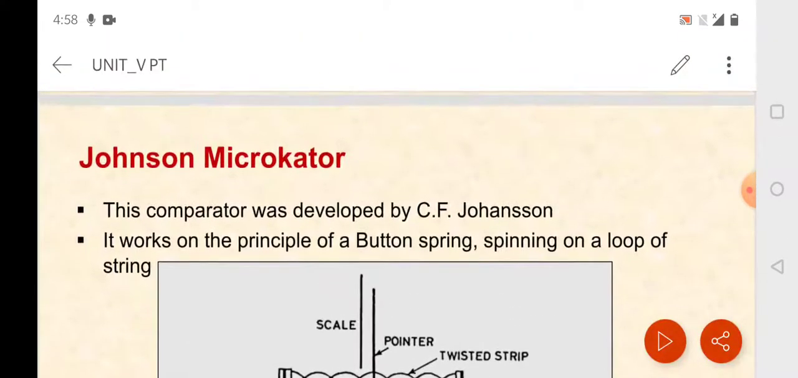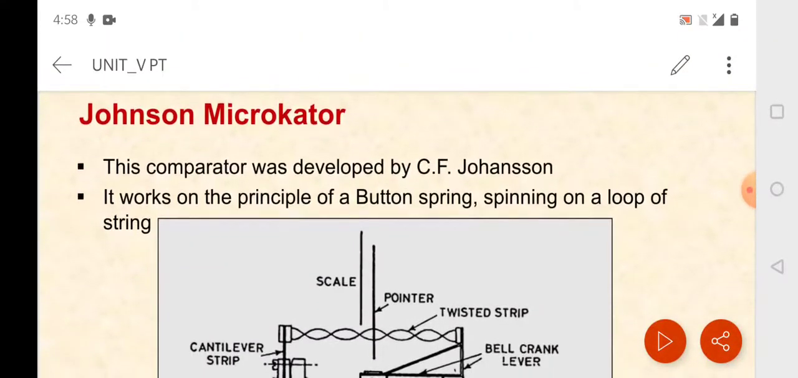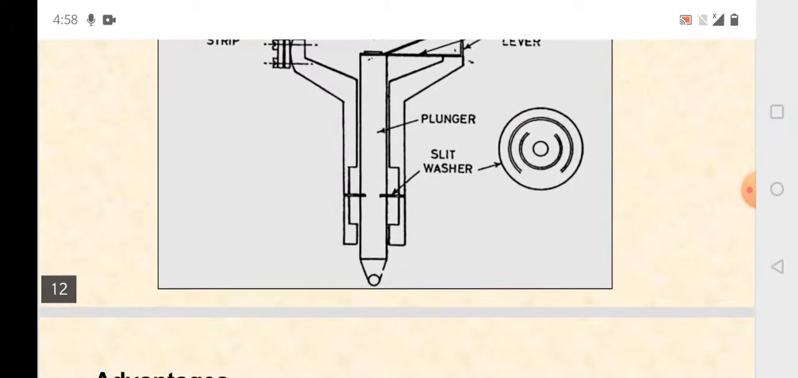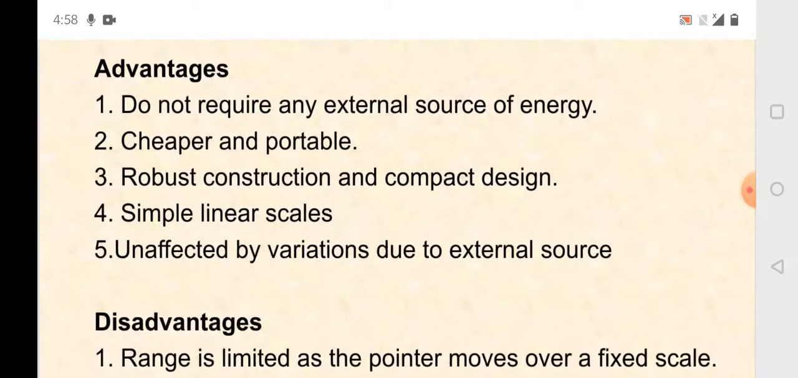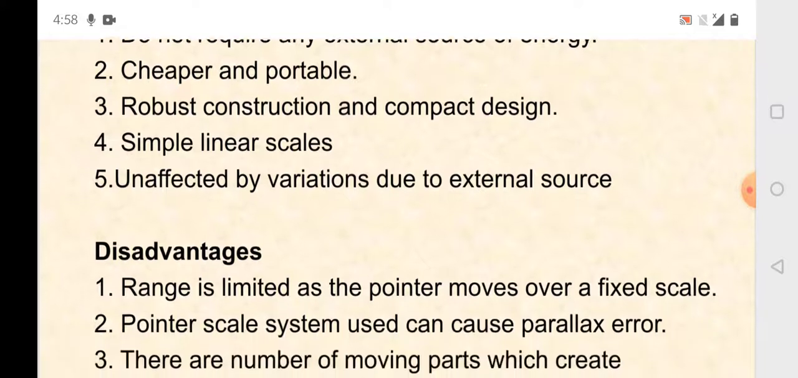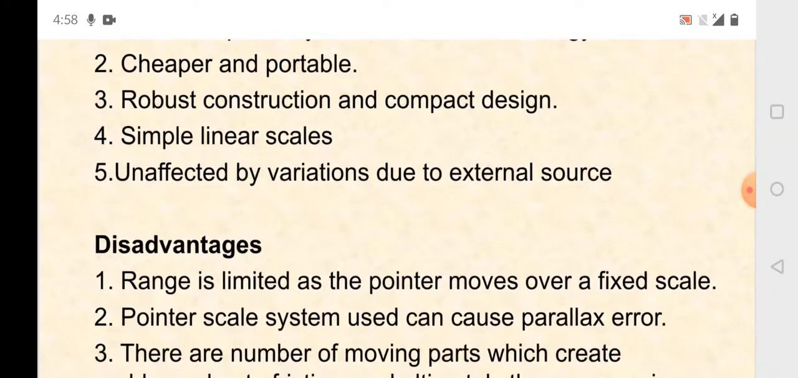And this particular microcator was founded by C. E. Johansson, so that's why it is known as Johansson's microcator. All these dial indicator, microcator and sigma comparator, all three are mechanical comparators, and they do not require any external source of energy. They are cheaper, portable, construction is robust, and design is compact.